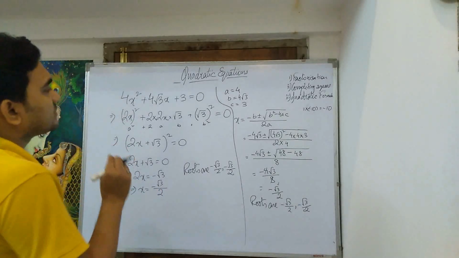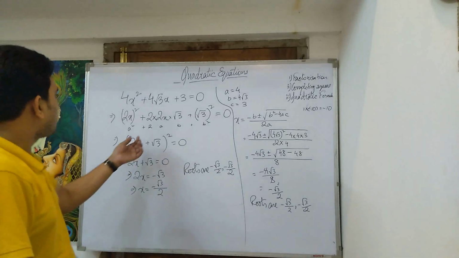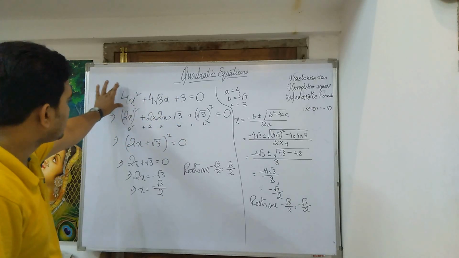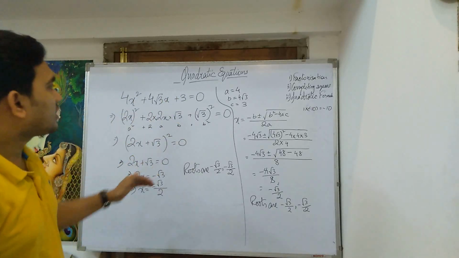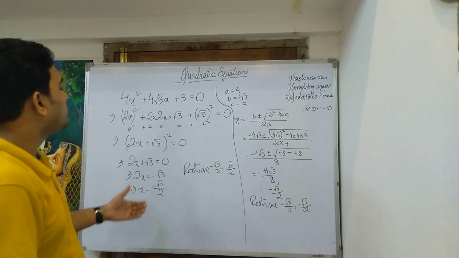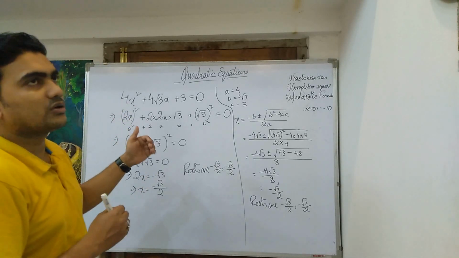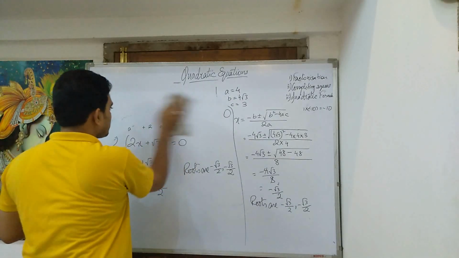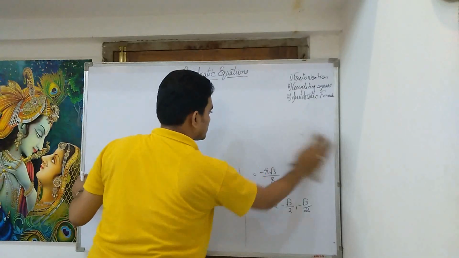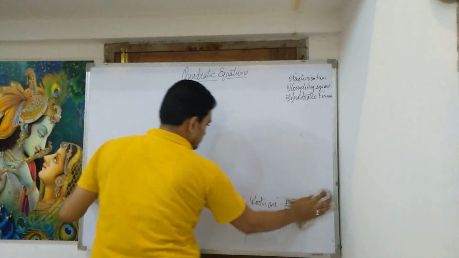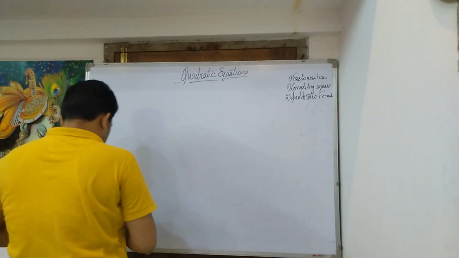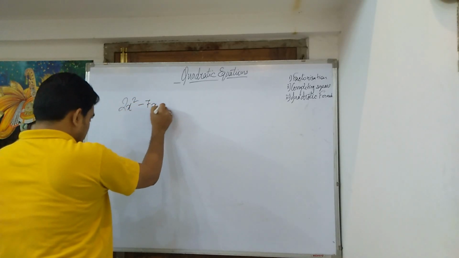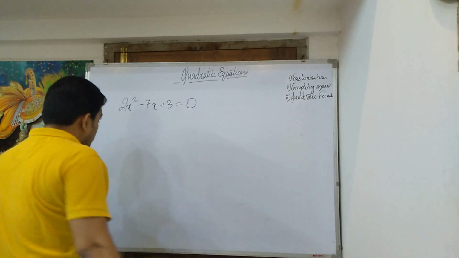So this was a very simple question where we didn't have to introduce any new terms. We had to reduce this equation into a complete square. Now what will be the situation when we have to reduce it, and we also have to introduce some other terms? Let us take a very simple example. So the example is like 2x square minus 7x plus 3 equals 0.